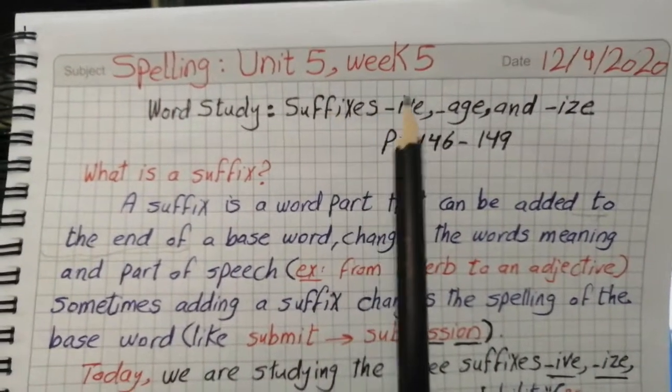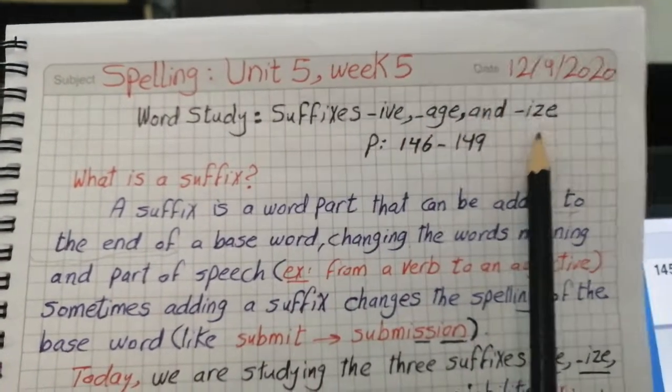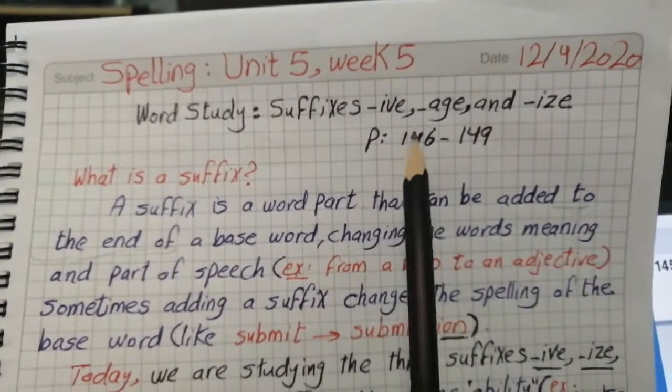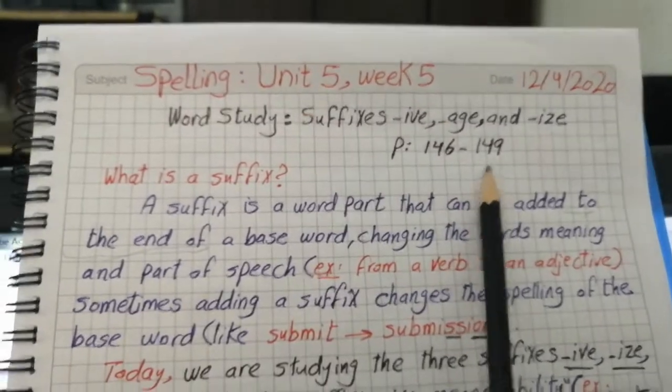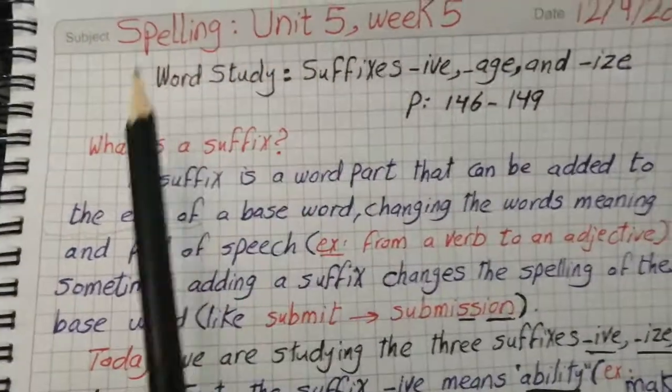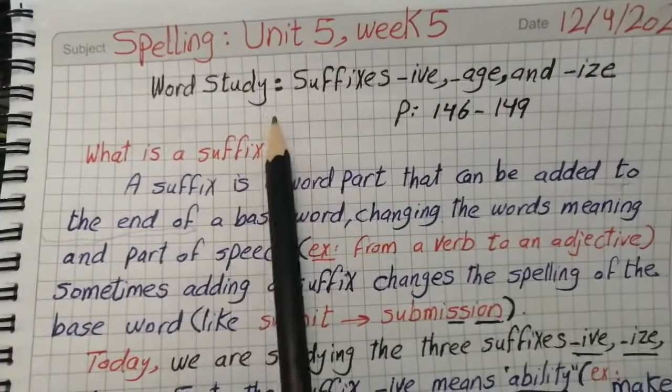Today we're studying the IVE, AGE, and IZE suffixes. Spelling book, pages 146 to 149. Still, we're talking about something called word study, or word formation.